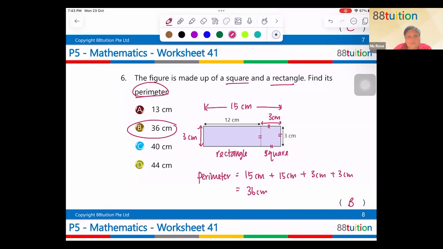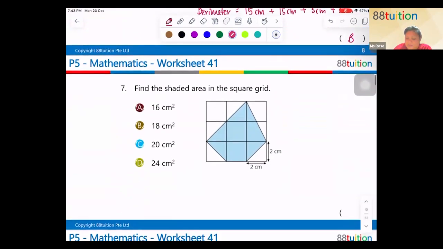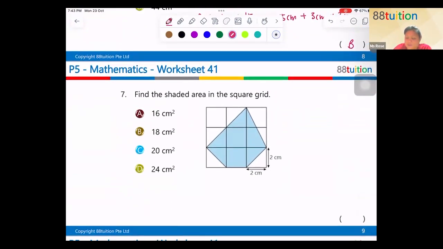Okay, question number 7. So what do we have here? You're supposed to find the shaded area in the square grid. Now, simplest way, move this here. Let this become shaded. So you have a rectangle and then you have a triangle. So the triangle will be half times what's the base of the triangle? I'm looking at the blue triangle here.